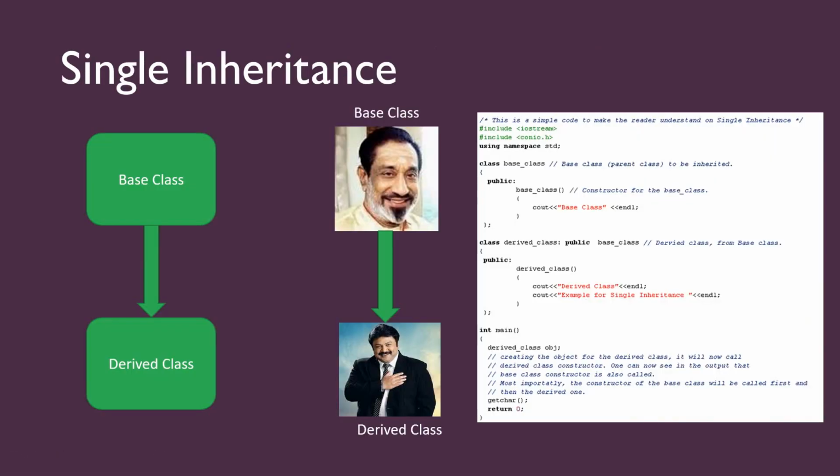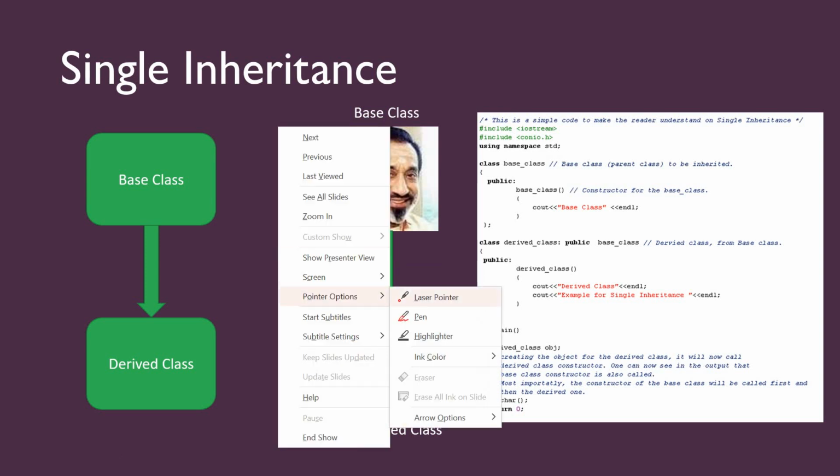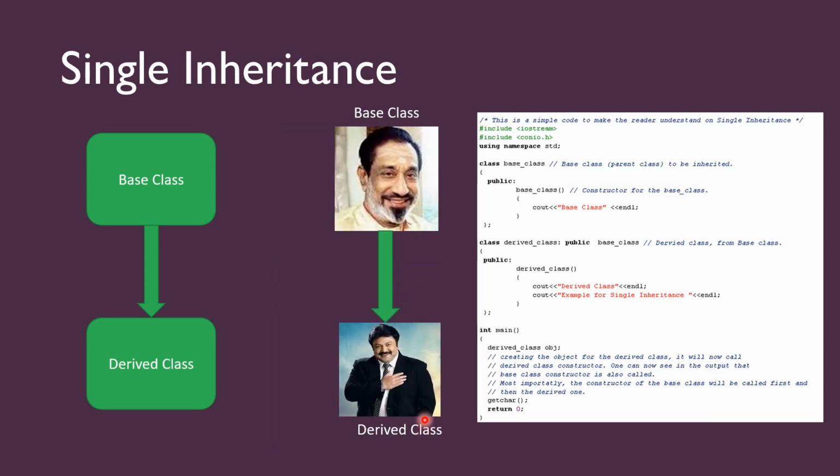Single inheritance. This is the first type of inheritance. There will be one base class and one derived class. That's all. This derived class has come from this base class. That's it. Very simple. Right? So Sivaji Ganesan is the father of Prabhu. So Prabhu has come from this base class, from Sivaji Ganesan. That's all. There is one parent class, one derived class. Simple. I'll show you a simple code also.